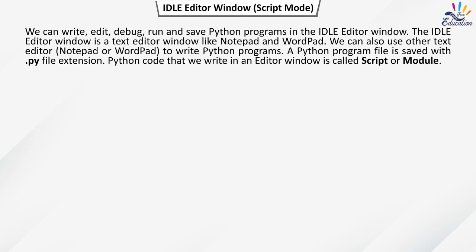IDLE Editor Window, Script Mode. We can write, edit, debug, run and save Python programs in the IDLE Editor window. The IDLE Editor window is a text editor window like Notepad and WordPad. We can also use other text editors, such as Notepad or WordPad, to write Python programs. A Python program file is saved with the .py file extension. Python code that we write in an editor window is called a script or module.